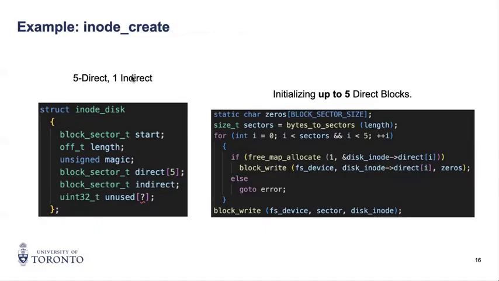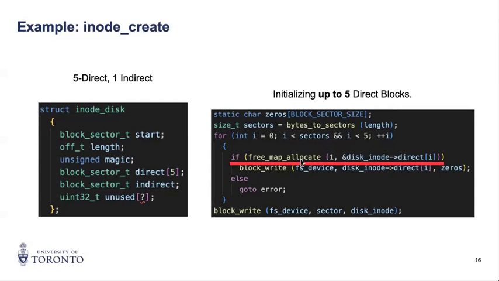So here we have 5 direct, 1 indirect. First, given we have 5 direct index blocks, we'll need to allocate disk space 5 times. Remember, they are not required to be contiguous. So this means we'll allocate 1 disk sector at a time and assign it to each direct index block. We have a direct index array here with 5 elements, and we're passing the reference to them.